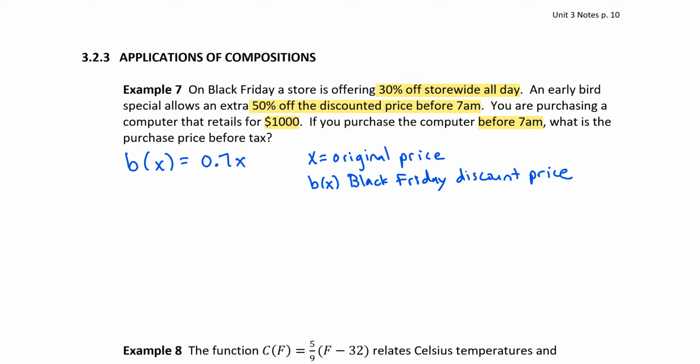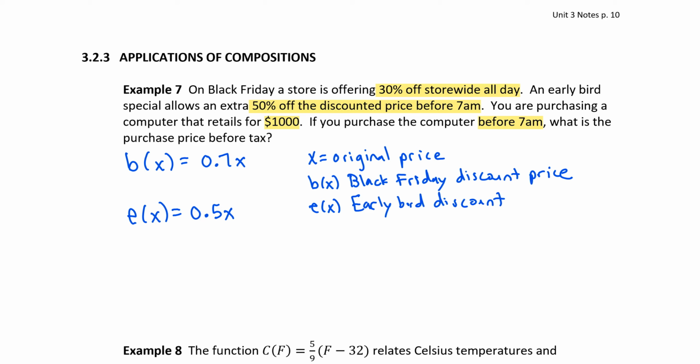Okay, so if I get there at 11 a.m. and I buy this computer for $1,000, I'm only going to have to pay $700. Now I'm going to go in not at 11, but before 7, so I'm going to get the early bird special. Let's call this E of x. If I'm going to get an additional 50% off, that means I'm going to pay 50% of whatever that discounted price is. So E of x represents the early bird additional discount.